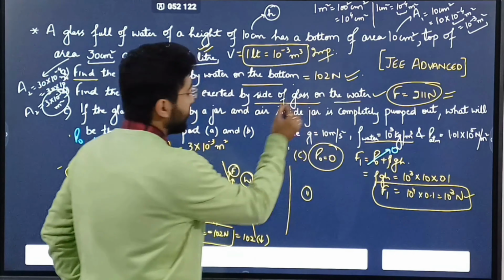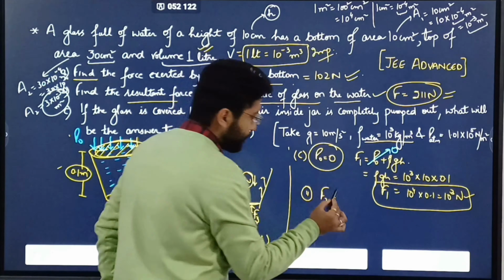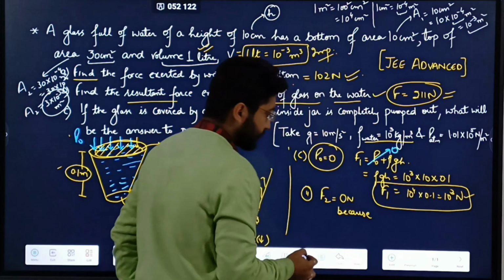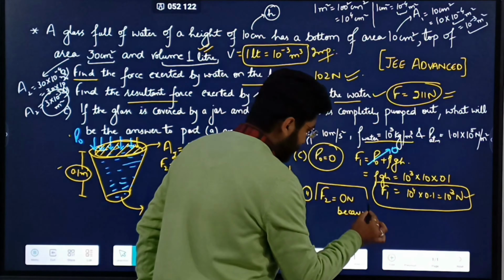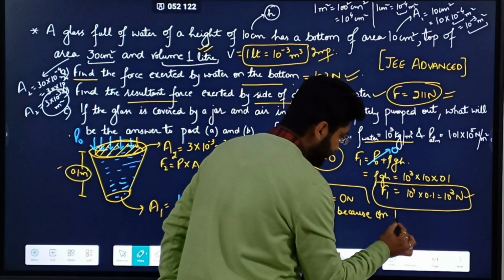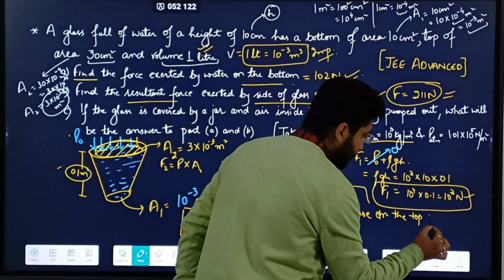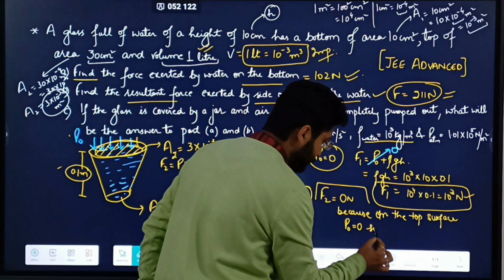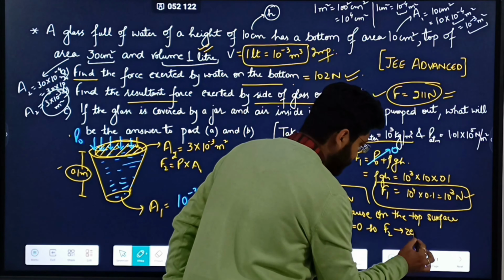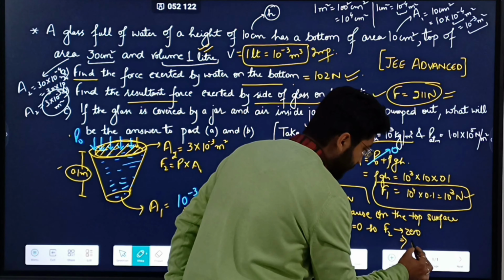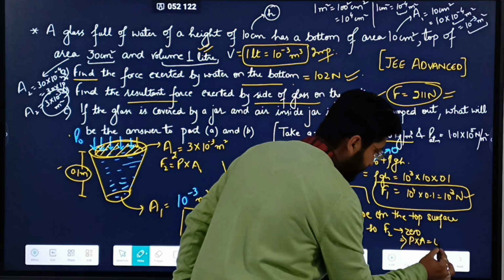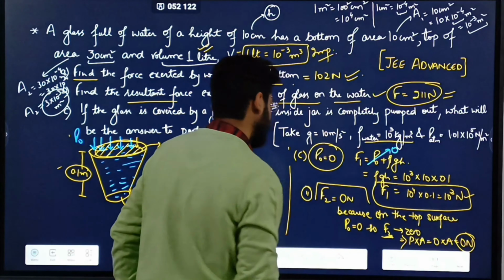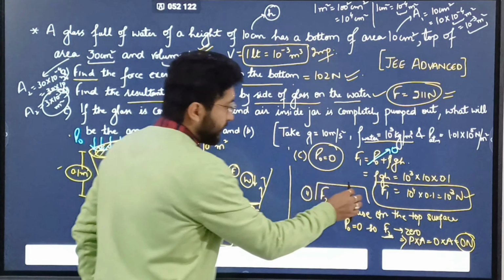And for the B part, the answer is that F2 comes to be 0 Newton, because on the top surface the pressure P naught equals 0. So F2 becomes 0, because when we multiply pressure by area, and the pressure is 0, 0 multiplied by area becomes 0 Newton. So there is no force on the top surface of the glass, and we get the two answers.